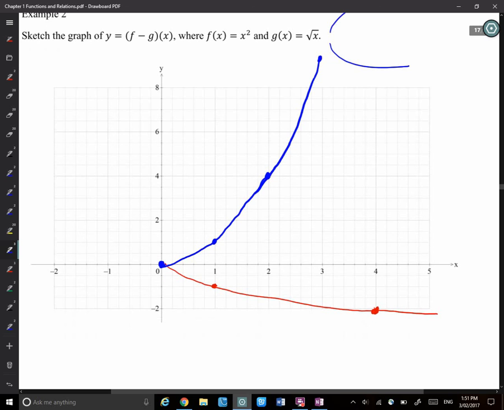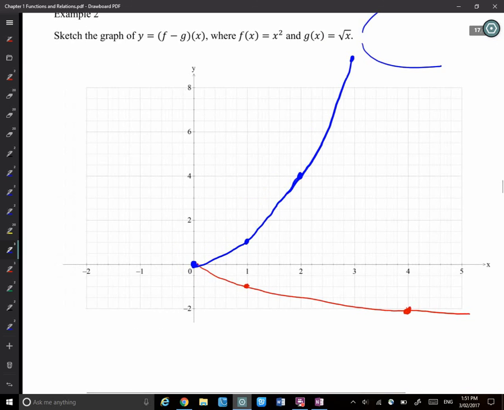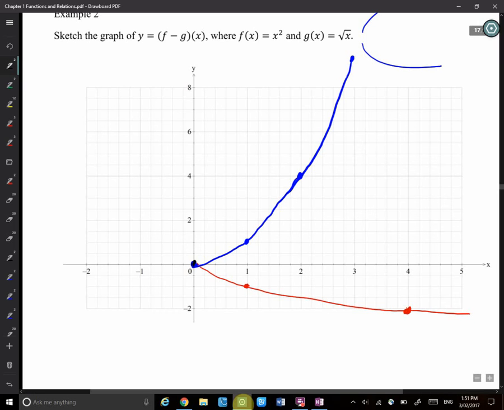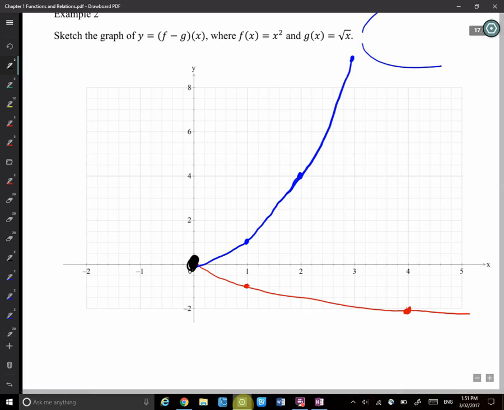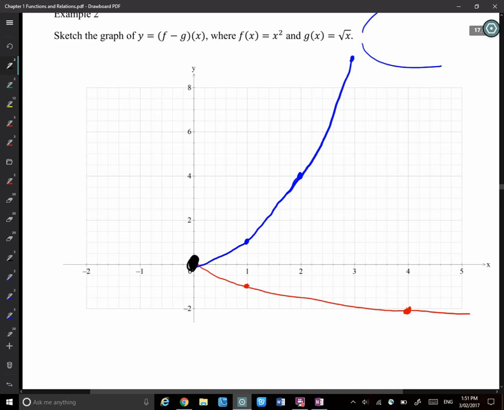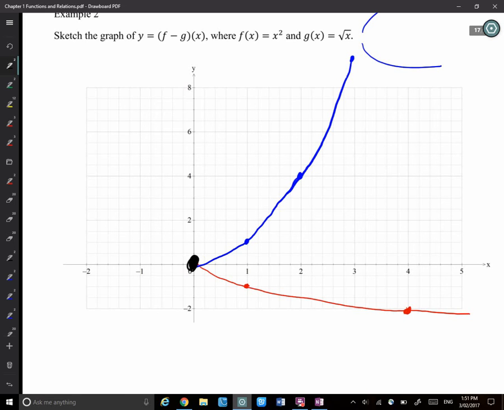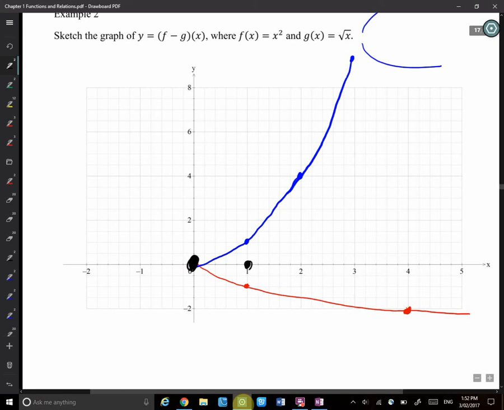Okay, I want to add them. I'll use the black color to label the new points. First of all, we can see an intersection at 0, 0. So 0 plus 0 will still be 0. So I'll have a black circle here. The next point will be when they are equal. Can you see when x equals 1, that is 1, and when x equals 1, that is negative 1. So they have the same height. So at x equals 1, here will be a 0.